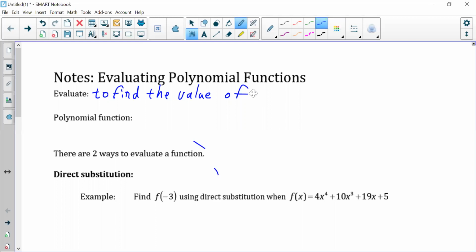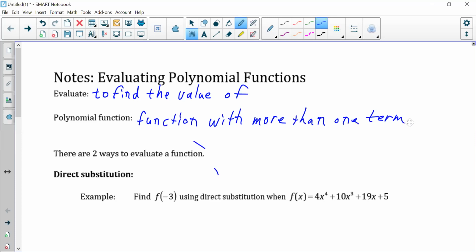All right, and then a polynomial function. Remember last lesson we talked about what a polynomial was, which is an algebraic expression having more than one term. So a polynomial function is not just an expression anymore, it's actually a function with more than one term. All right, so keep these things in mind as we proceed.